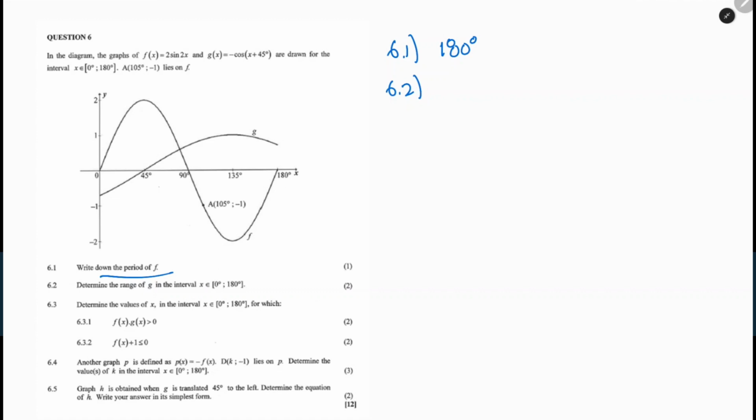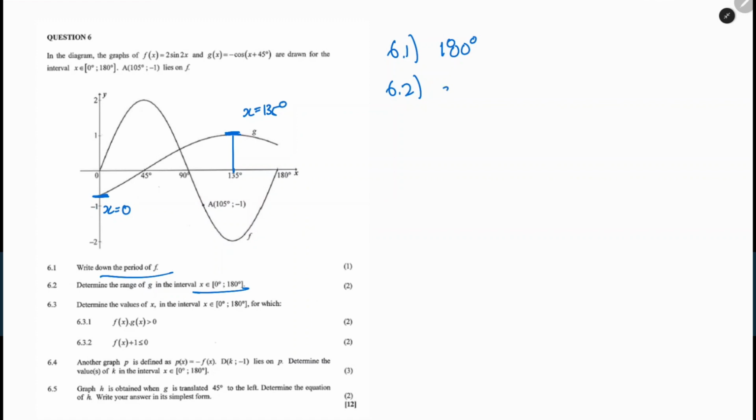6.2, determine the range of g in the interval. In this interval that's given to us, for the range of g we want the maximum y value and the minimum. As we can see here, the minimum is at x equal to 0. That's the x value which gives us the minimum y value. And we've also got an x value of 135 that gives us the maximum y value, which is the turning point over here. So what is the y value of g at x equal to 0?